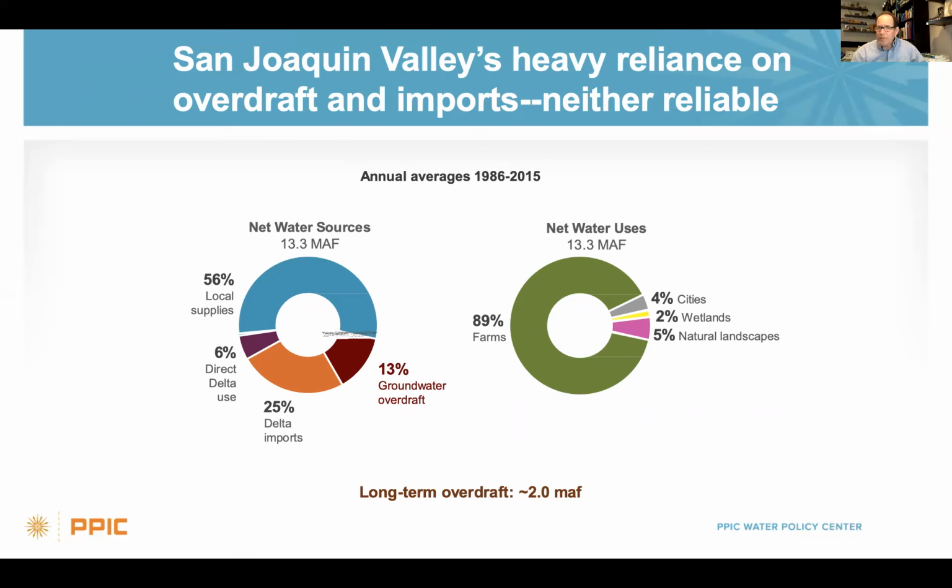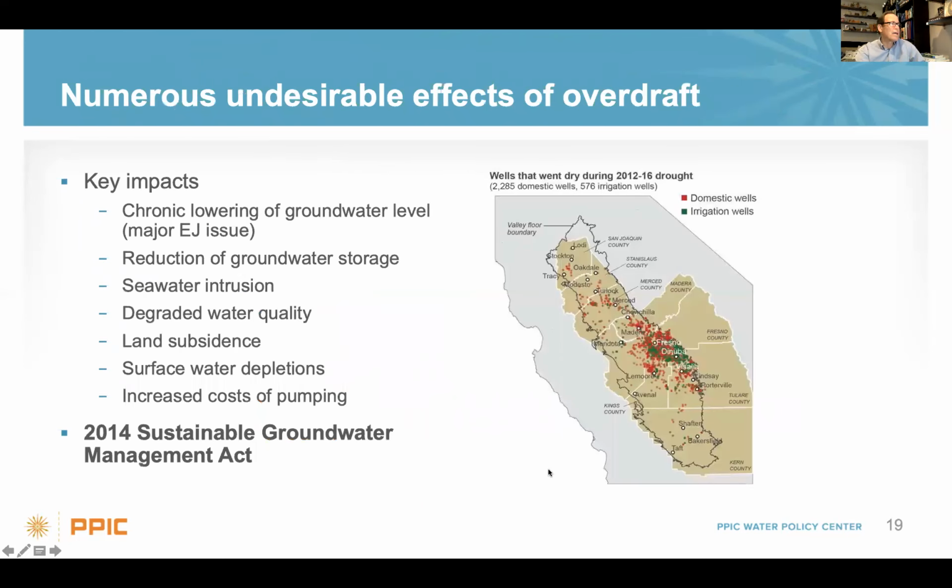So farming is 25% of the economy in these valleys. So it's really important to everyone. But they've been living off a long-term overdraft of 2 million acre feet per year. So 13% of their supply. And that's gonna have to change. And here's why. There are a lot of additional effects. It's not just that groundwater is bad.